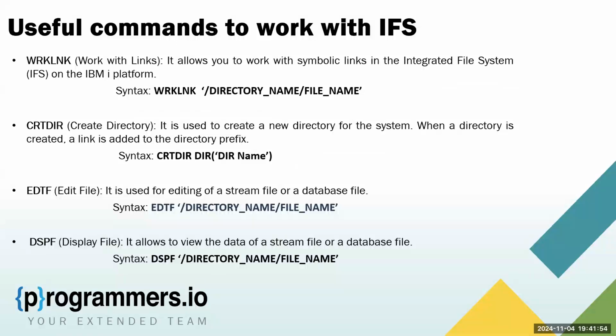Then the next command is edtf, which is used to edit the data of any particular file. By entering this command, we can modify the data of the file whose directory link we are mentioning inside this command. And at last is DSPF. Through this, we can view the content of a file in a directory. So if we want to check the content of a CSV file, for example, which is uploaded in the system, then we can use the DSPF command. And the syntax of these commands is pretty simple. We have to enter the command and then enter the directory and file name.